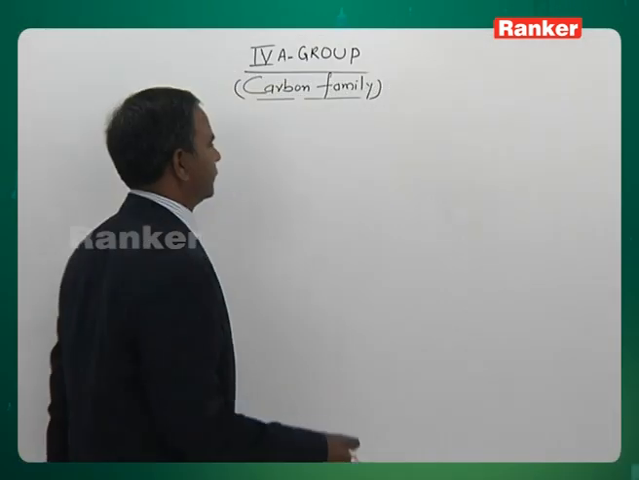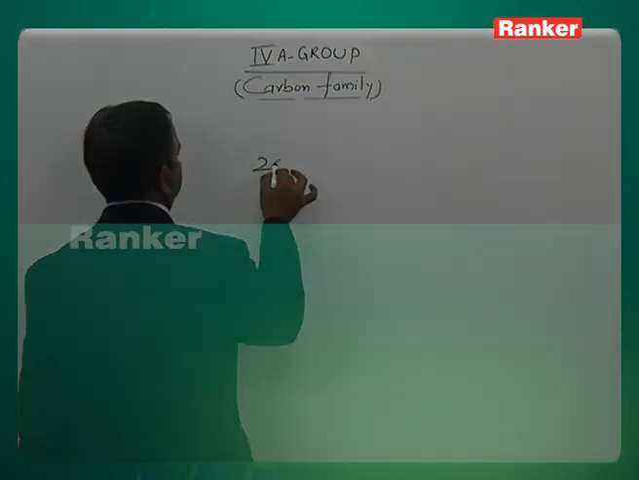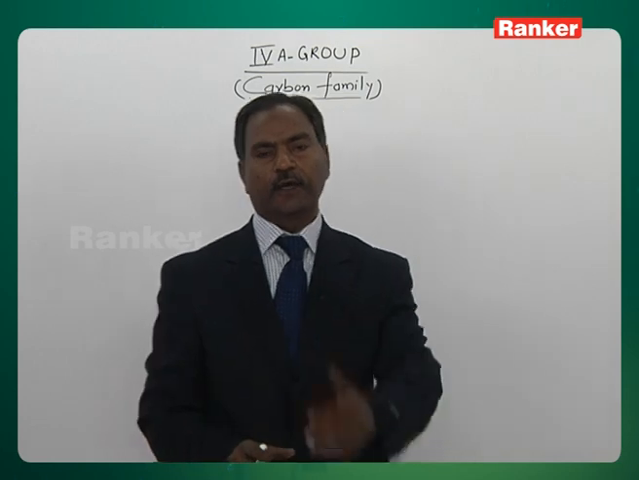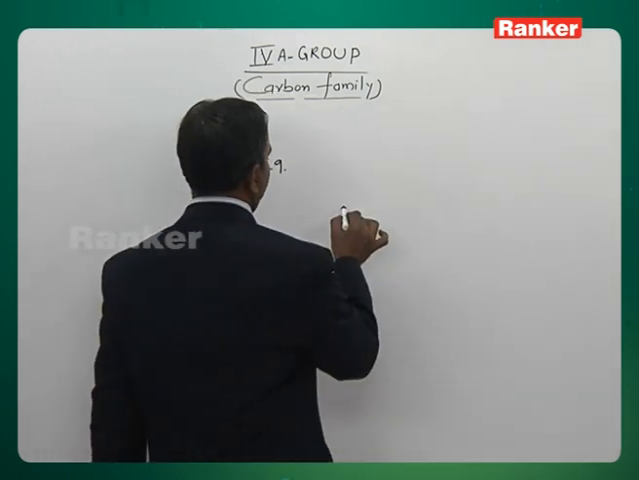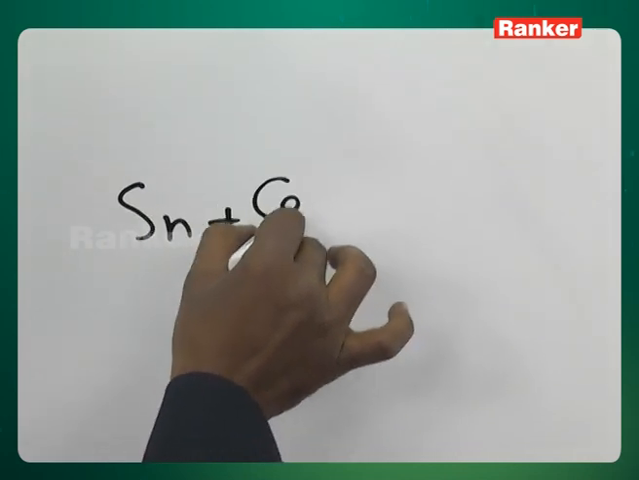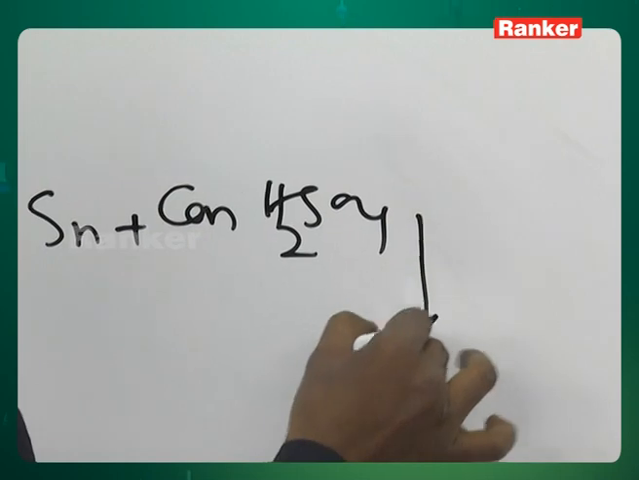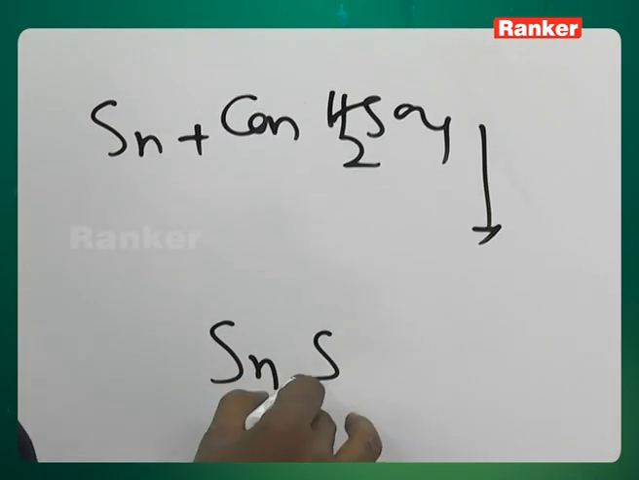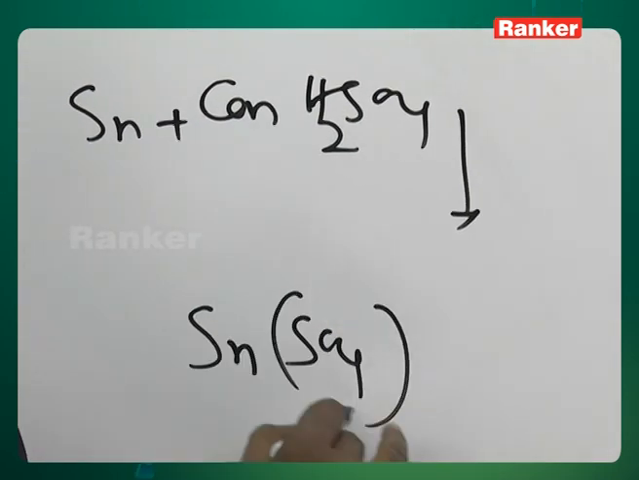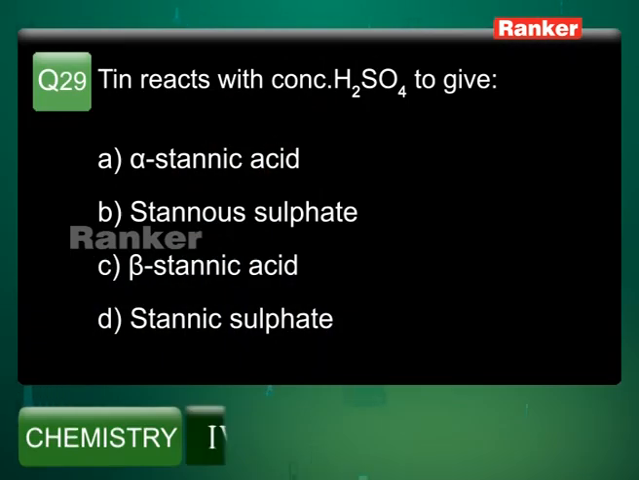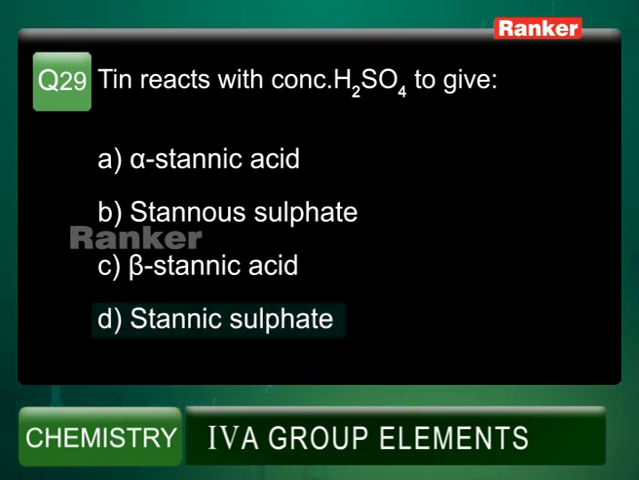Question number 29, tin reacts with concentrated H2SO4 to give alpha stannic acid, stannous sulfate, beta stannic acid, or stannic sulfate. Concentrated, you said. Therefore, tin with concentrated sulfuric acid, you are getting stannic sulfate, Sn(SO4)2. Stannic sulfate you are getting. Therefore, question number 29, answer is D.